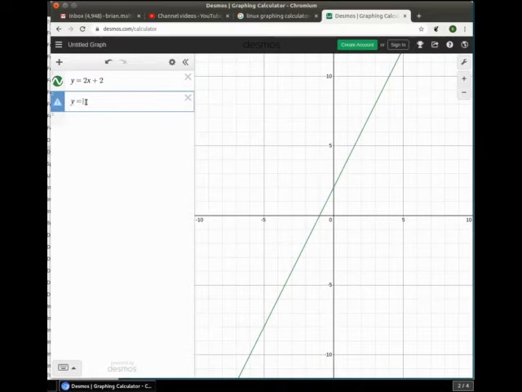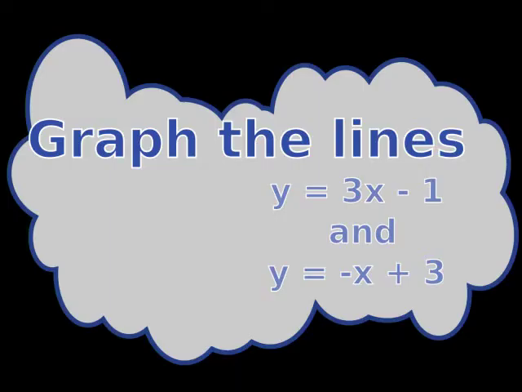Now I'm going to add another line here. I'm going to add y is equal to negative x plus 2. Now I have two lines on my graph. You can keep pushing right here, and it'll keep adding more lines. It's very, very easy to use.